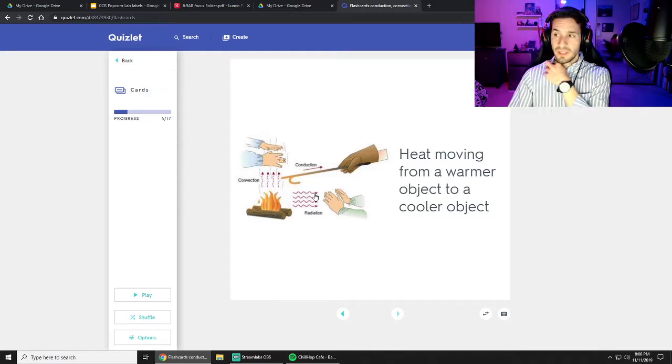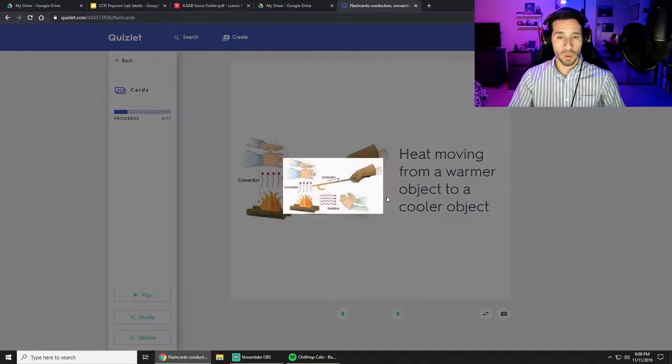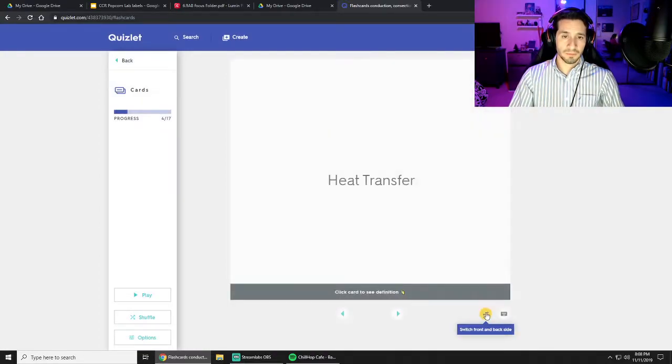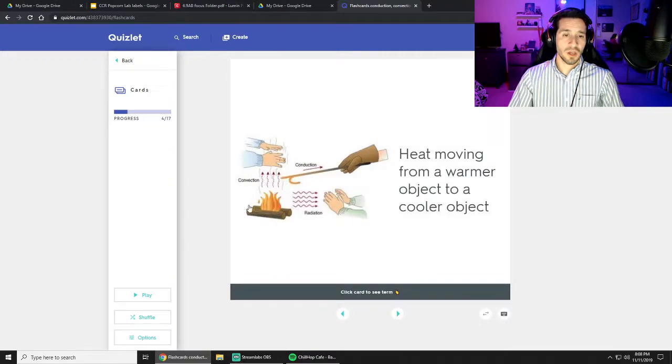Next one. This one we already made sure to watch during our presentation. Heat moving from a warmer object to a cooler object: warmer to cooler. That's what we call heat transfer. We're taking this heat source and sending it in pretty much every different method possible.